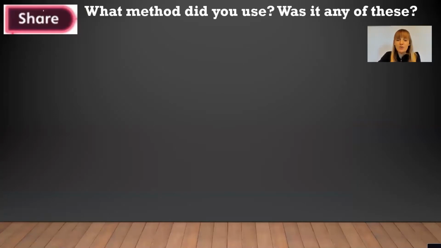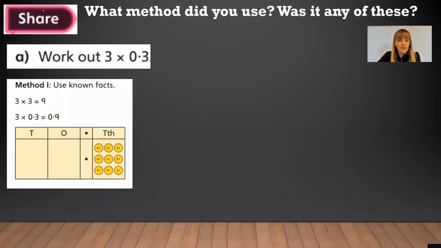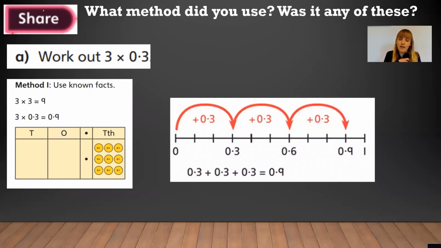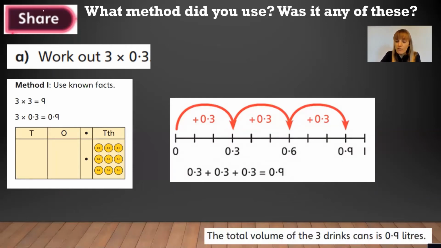Okay, so which method did you use? I've chosen probably the most common 2. Now, the first one is to use known facts. I use this method. So I would think, well, I know that 3 times 3 is 9. So if I'm now timesing by 0.3, that's 10 times smaller, isn't it? So my answer must be 0.9. Now, some of you might use addition, and you can use a number line, or you might have used a column, and each time you've added 0.3. So you've started at 0, get to 0.3, add another 0.3, which takes us to 0.6, and then finally to 0.9. Both answers are correct because the total volume of the 3 drinks cans is 0.9 litres.